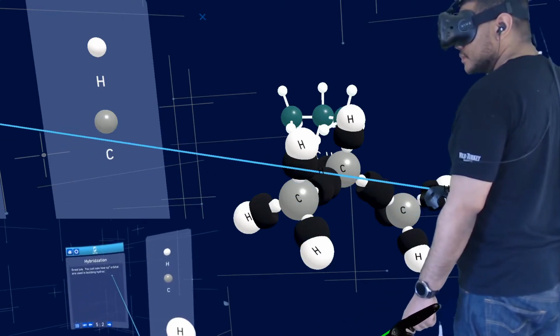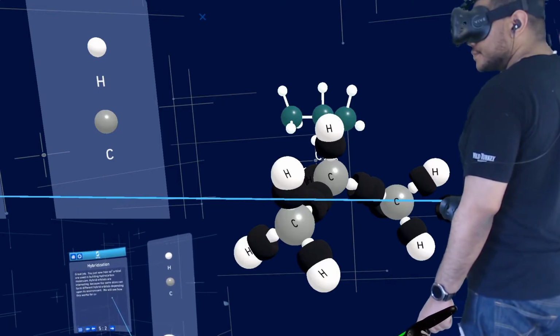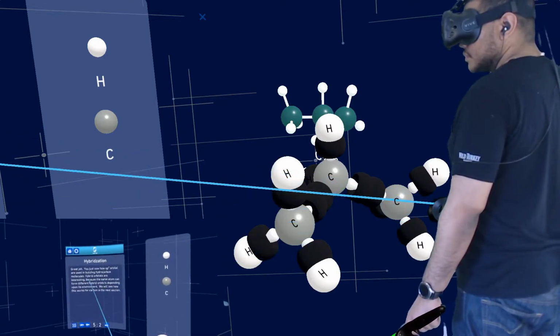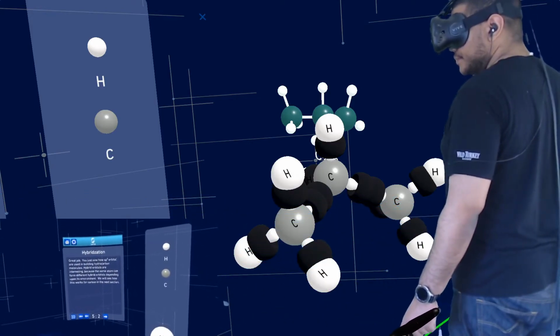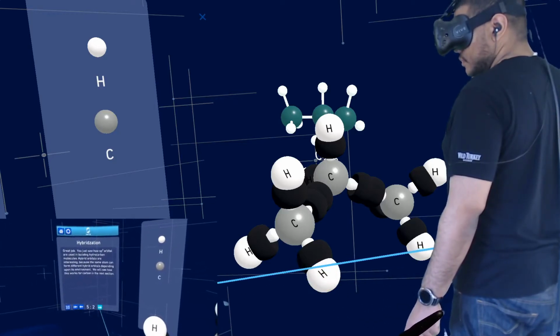Great job! You just saw how sp3 orbitals are used in building hydrocarbon molecules. Hybrid orbitals are interesting because the same atom can form different hybrid orbitals depending upon its environment. We'll see how this works for carbon in the next section.